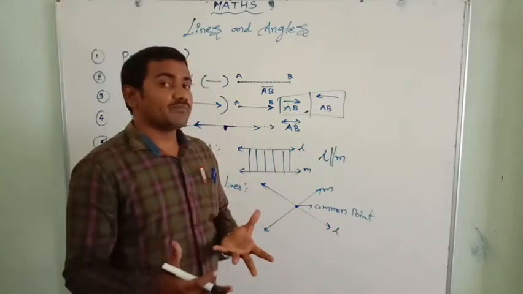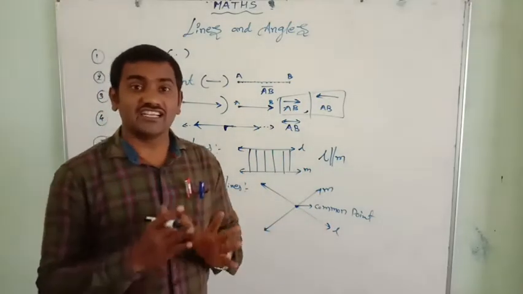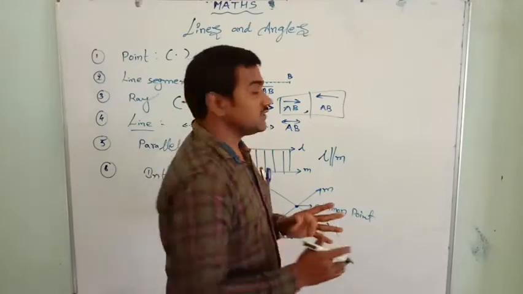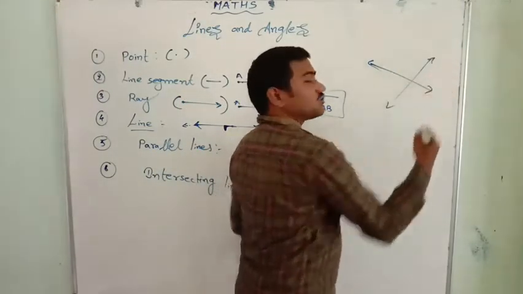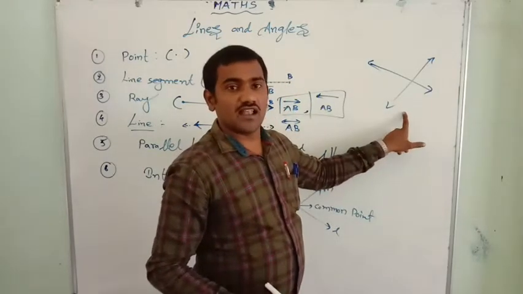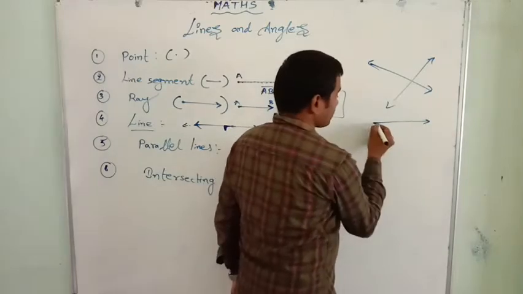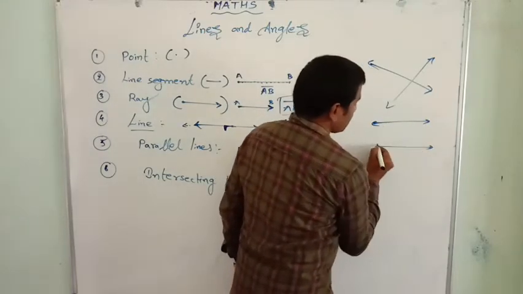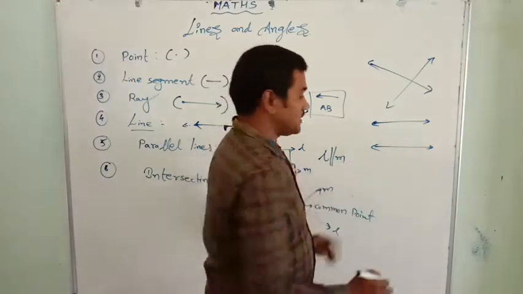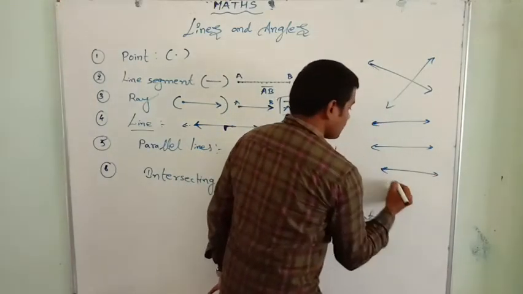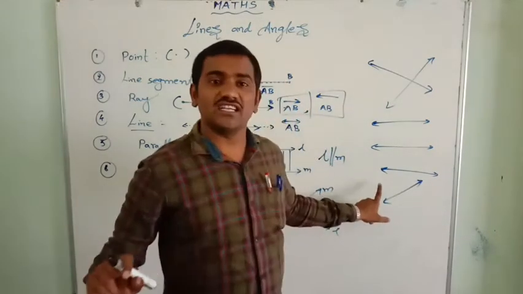So let me tell you some more. I will draw some figures, and you tell me whether they are intersecting lines or parallel lines. Here, are these two lines intersecting or parallel? These two are intersecting lines. Now, are these two lines parallel or intersecting? Parallel lines. Now, are these two lines parallel or intersecting?